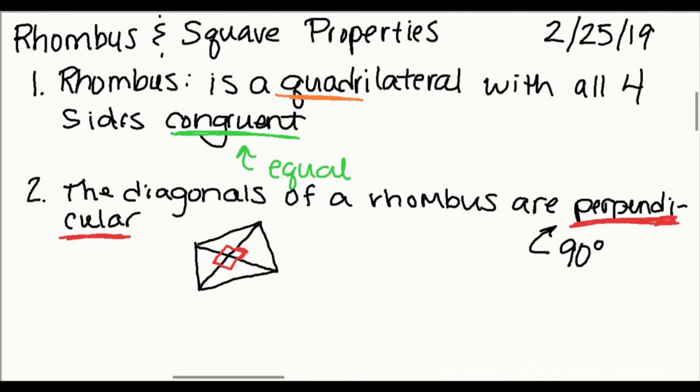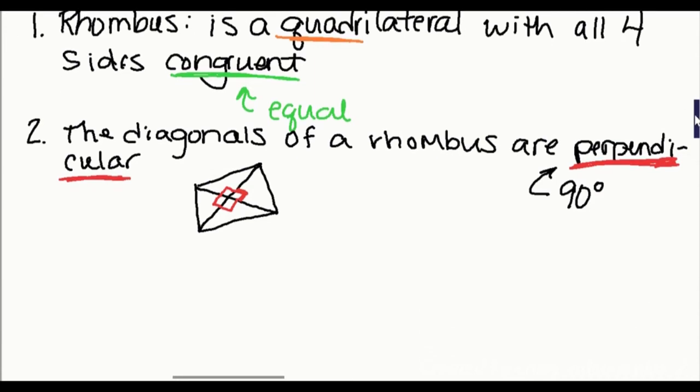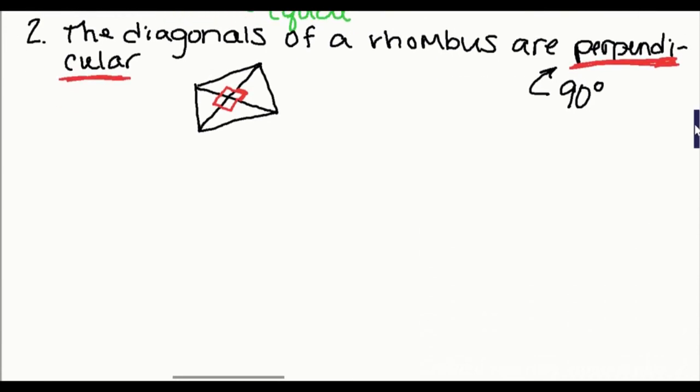Oh, sorry, let's do that in black again. So our third rule about a rhombus: if the diagonals of a parallelogram are perpendicular.